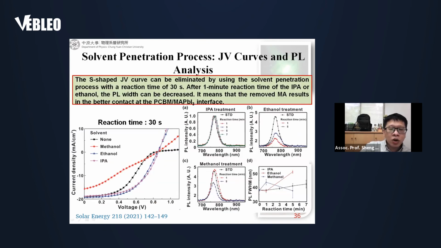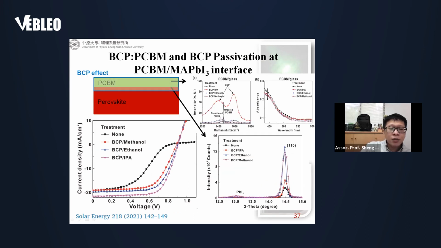And here we only use the solvent. Then after the reaction time of 30 seconds, the edge shape can be resolved. And when we add the PCBM into the IPA, you can see here the photovoltaic performance is largely increased. From the XPS spectrum, the XRD spectrum, and the Raman spectrum, we prove that the PCBM can be modified. The interfacial contact can be modified, by this evidence.